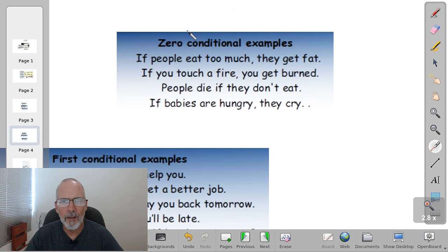Zero conditional. Everything in the present simple. And don't forget that you can say them the other way round. People get fat if they eat too much. You get burned if you touch fire. If they don't eat, people die. And babies cry if they are hungry. You can say them both ways round.